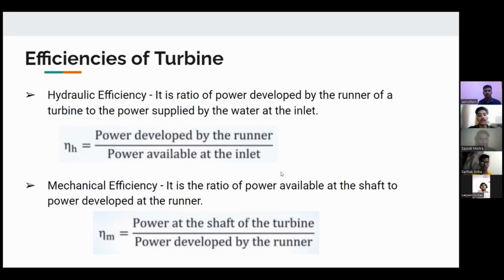Now, the next one is mechanical efficiency. It is the ratio of power delivered by the water to the runner of the turbine and the power transmitted to the shaft of the turbine. Due to mechanical losses, the power available at the shaft of the turbine is less than the power delivered, and its formula is given by power available at the shaft to the power developed by the runner. Next slide.